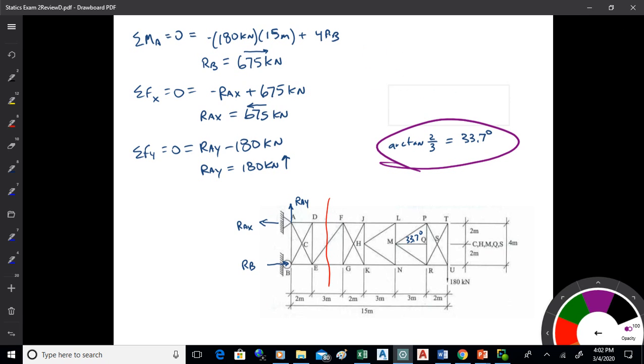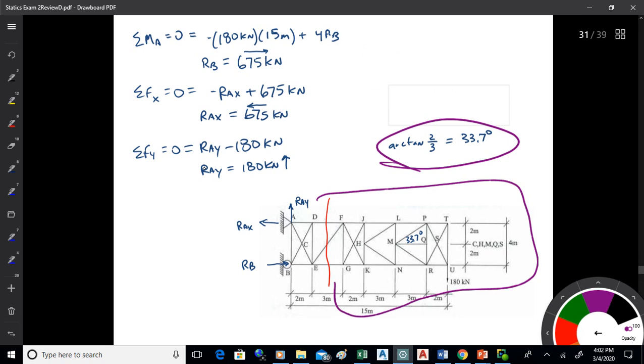Now, if you were in a hurry, let's say you were taking a test, you could work with the right side and not have to find reactions. If you cut, you can use the right side. I like to find reactions first. It's usually good practice, but it isn't absolutely necessary sometimes. You can use one side or the other.